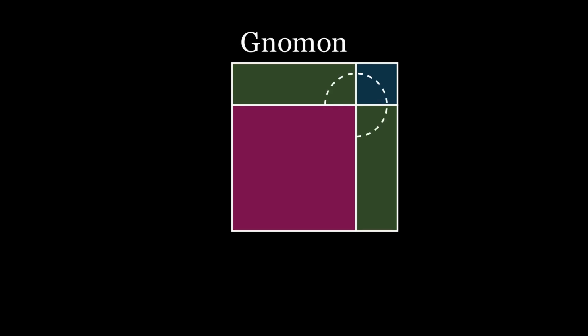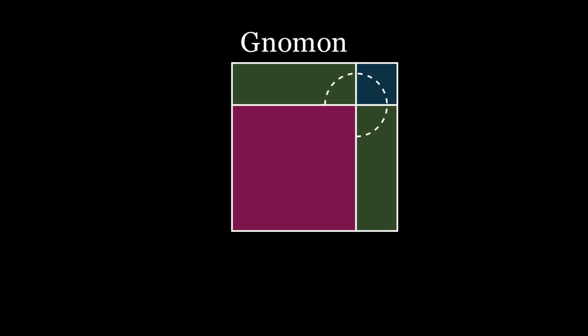The second definition: in any parallelogramic area, let any one whatever of the parallelograms about its diameter with the two complements be called a gnomon. So if we have a setup as we had previously, where we have the bigger square, the smaller square, and the two complements, then we can define the gnomon to be these three areas.